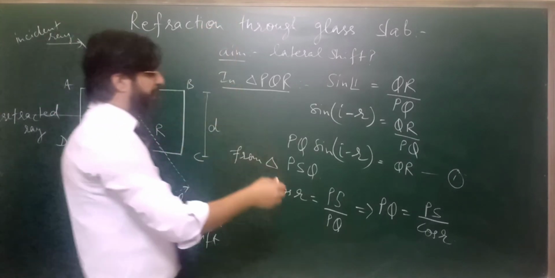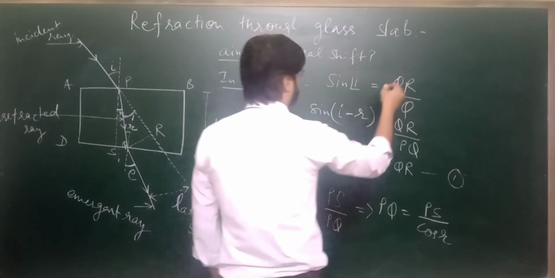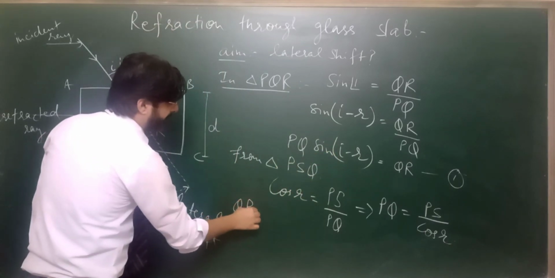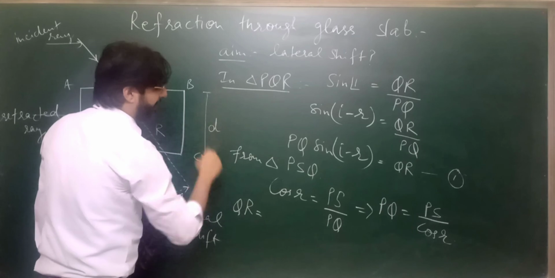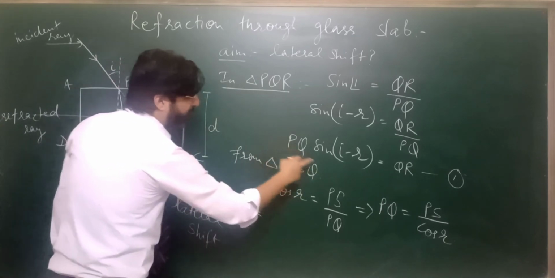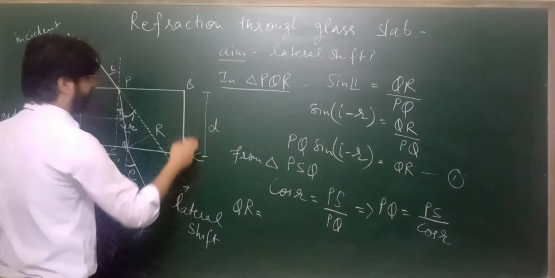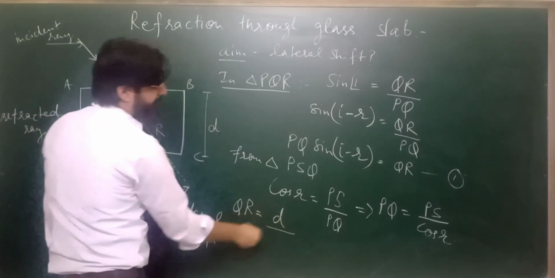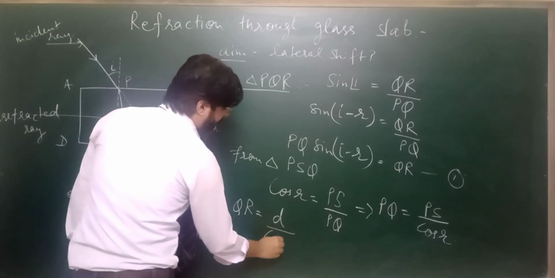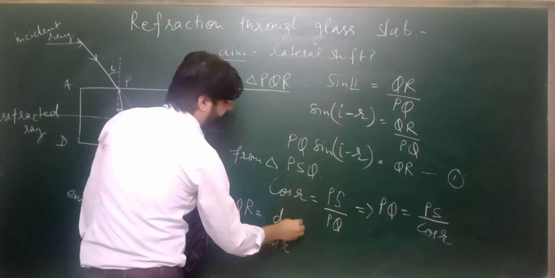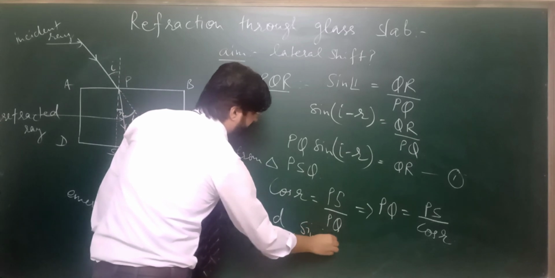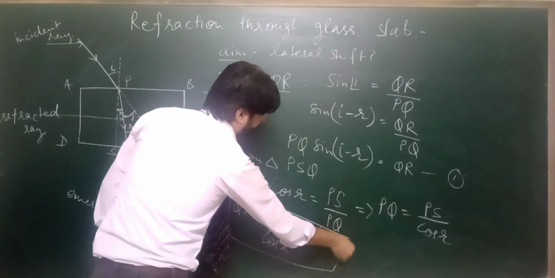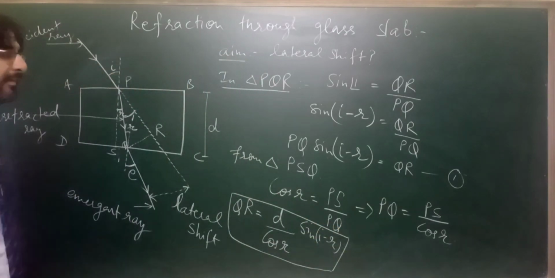Fine. So we put the value of PQ here. So finally we can say that QR, which is equal to our lateral shift, is equal to PQ. What is the value of PQ? PS by cos R, and PS is equal to D, small d. So D by cos of R into sin of I minus R. So this is the value of lateral shift. Fine.